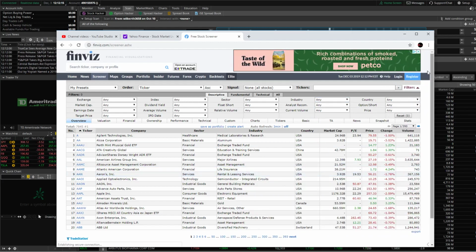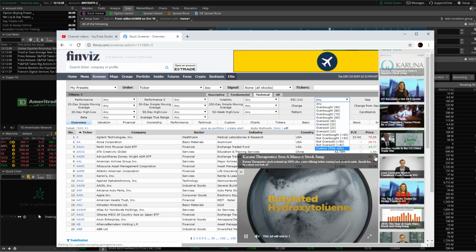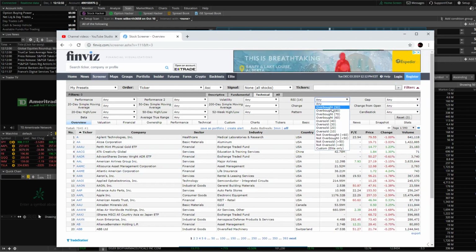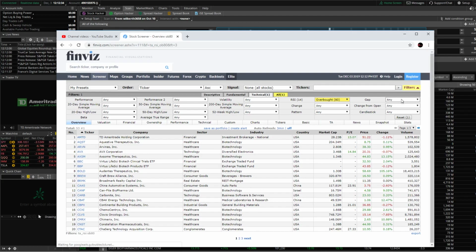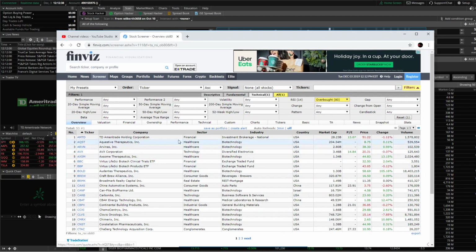Sorry, I don't want to hit you guys with some ads here. Apologize about that. Let me just exit this out also. So if you guys want to look for stocks that are maybe on the overbought side, maybe you like shorting stocks that are overextended, you could look for RSI overbought. You guys see what I'm saying, though.